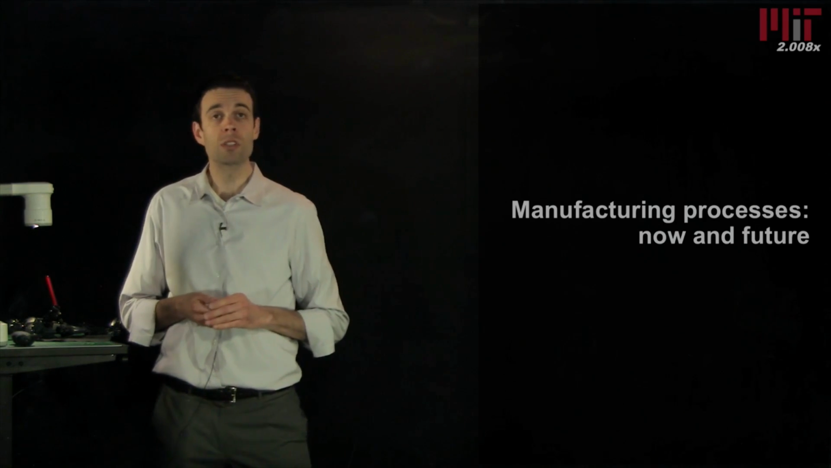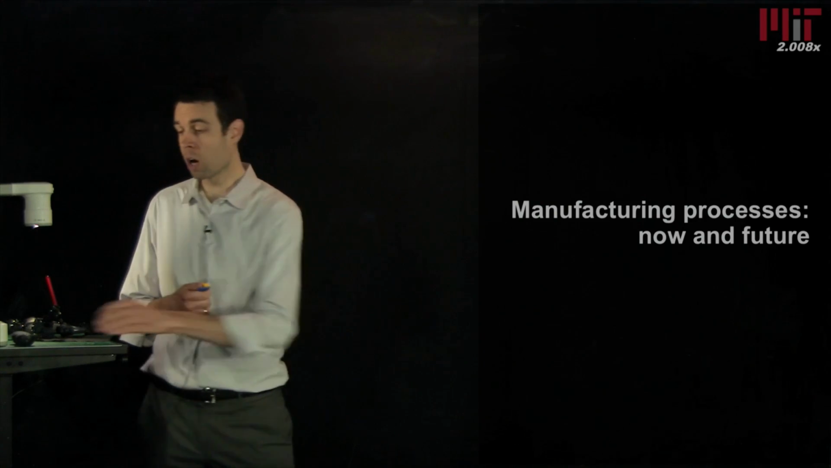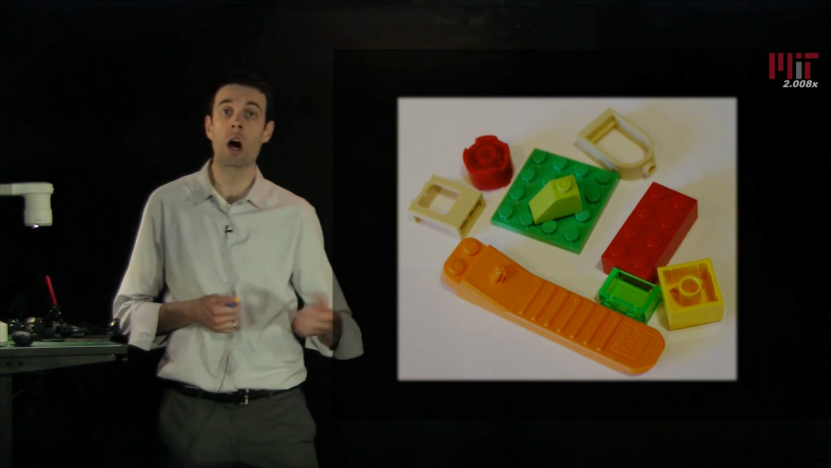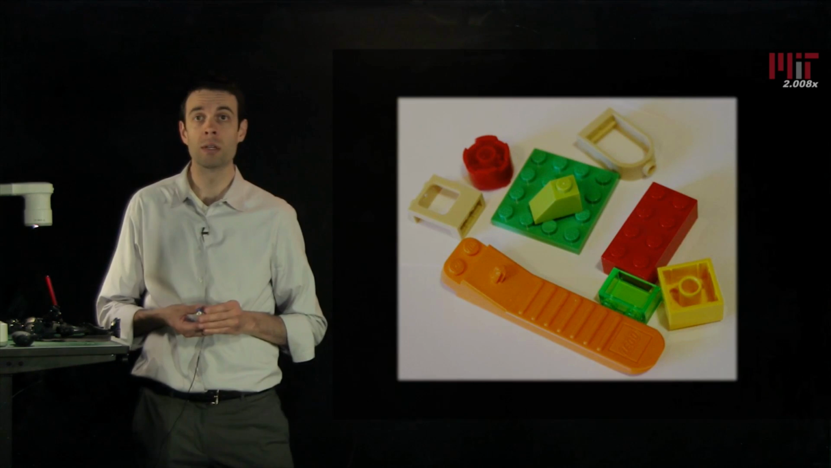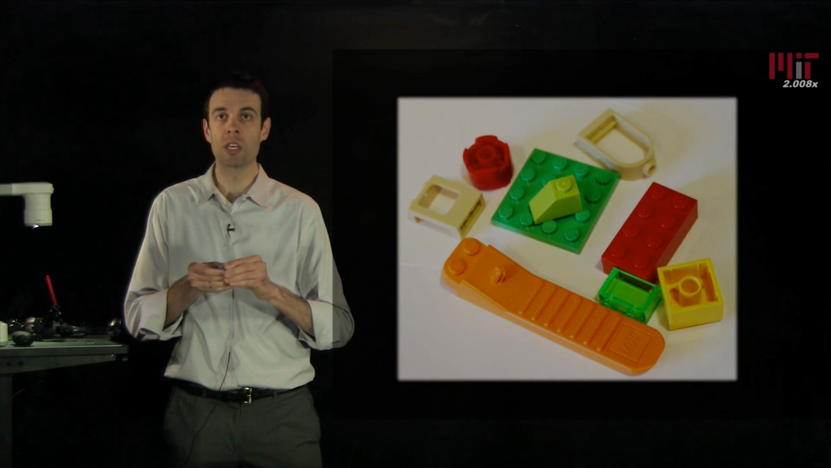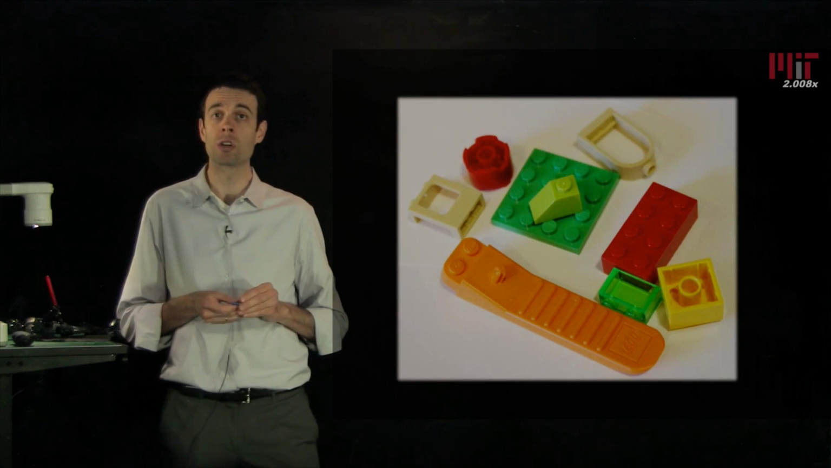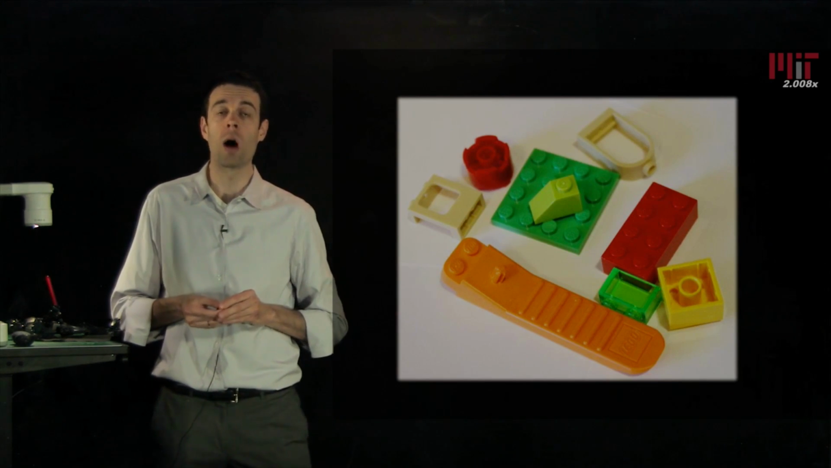Welcome back. So now we'll see some manufacturing processes in action, both processes used now and processes that will be used more in the future. And let's start with a simple example, the Lego brick, arguably the world's most popular toy. The most distinctive feature of a Lego is that it's easy to assemble. It snaps together and comes apart, and you can buy Lego bricks in many different sizes and shapes and colors to build basically whatever you want.